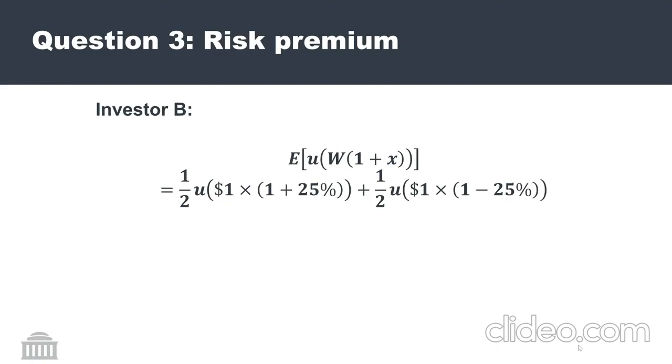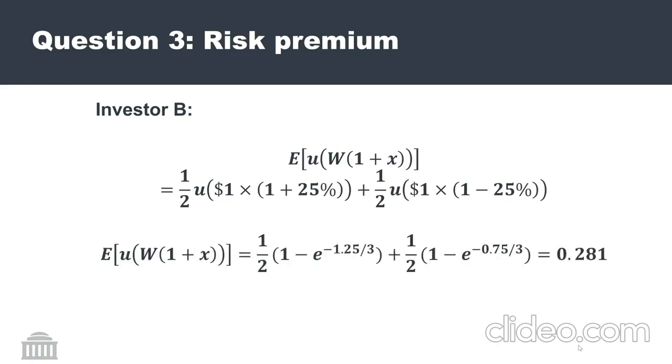We start with the same exact equation. The only difference right now is, of course, the utility function. So for this investor, the expected utility from this investment opportunity is 1/2 multiplied by (1 minus e raised to the power negative 1.25 divided by 3) plus 1/2 multiplied by (1 minus e raised to the power negative 0.75 divided by 3). So this equals 0.281.